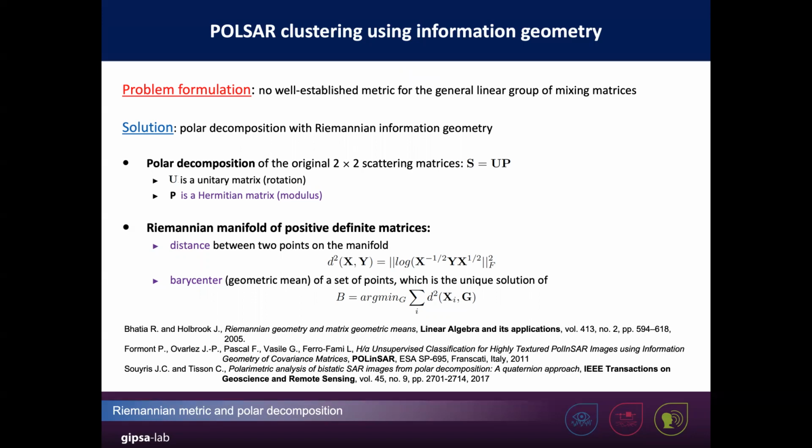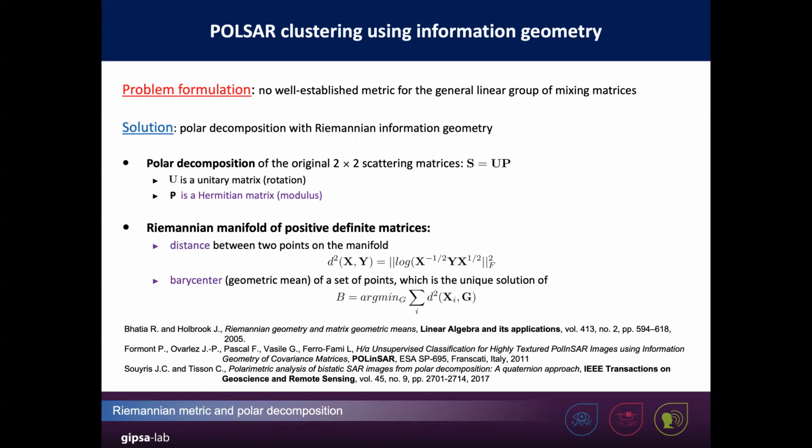The first one is the unitary matrix U, and the second one is the Hermitian factor P. Now, this decomposition is similar to the polar representation of complex numbers. The unitary matrix U is a rotation, and the Hermitian factor is similar to the modulus. What is interesting to see is that U is unique if our matrix is full rank.